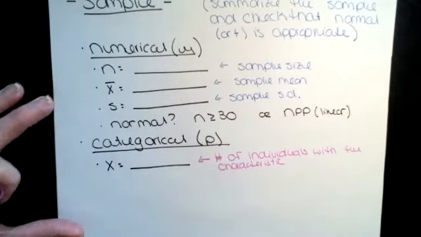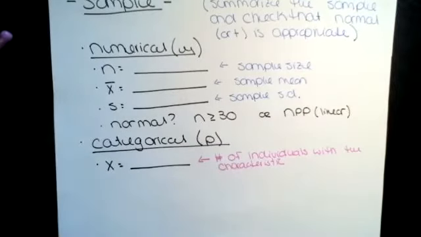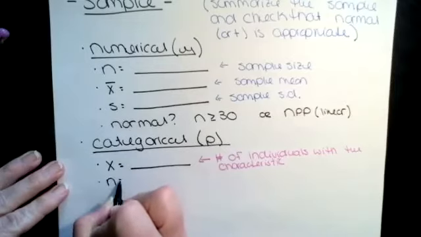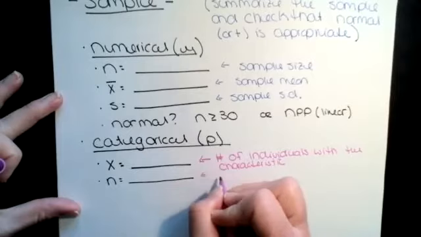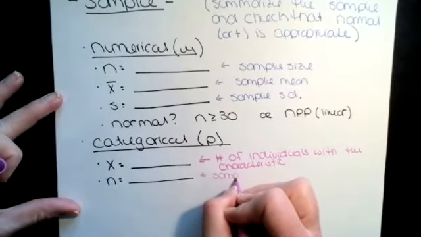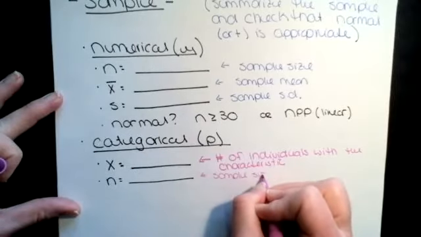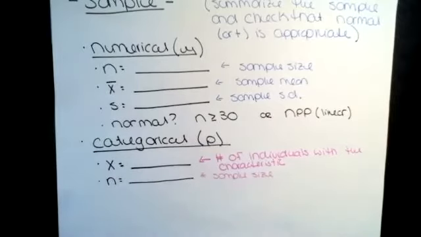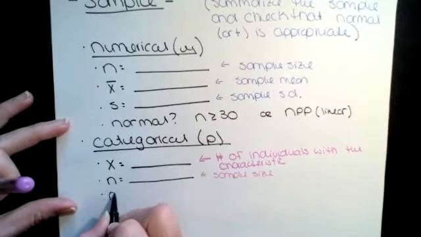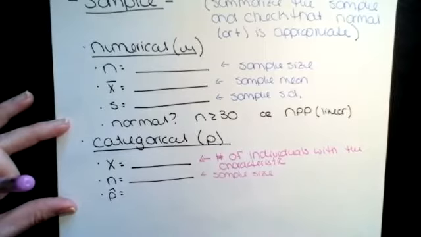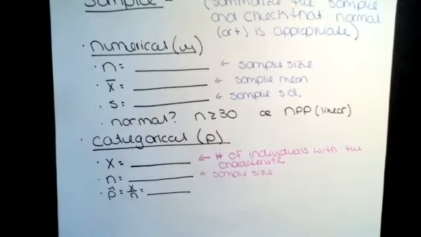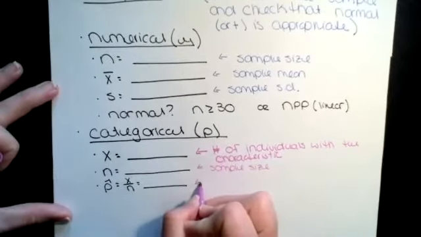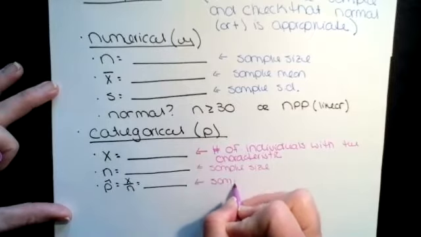So remember, that's what X represents. Then N, again, my sample size. And P hat. So remember, P hat is equal to X divided by N, and we just found X and N, so we can find P hat. And P hat is my sample proportion.